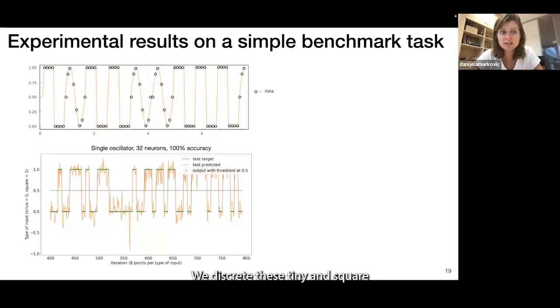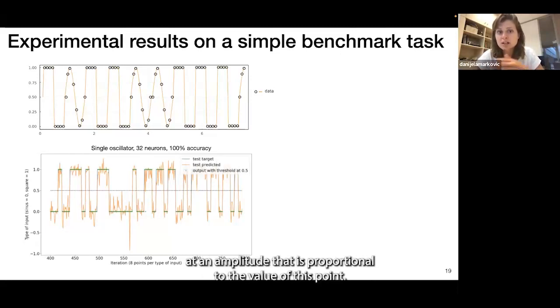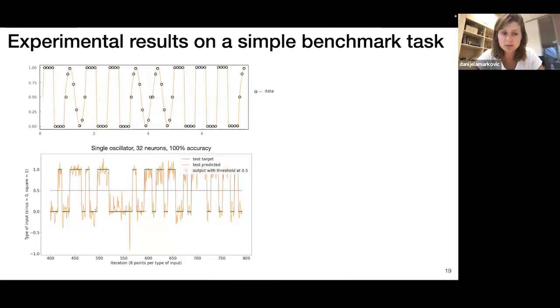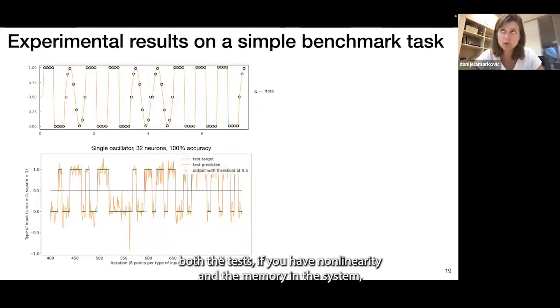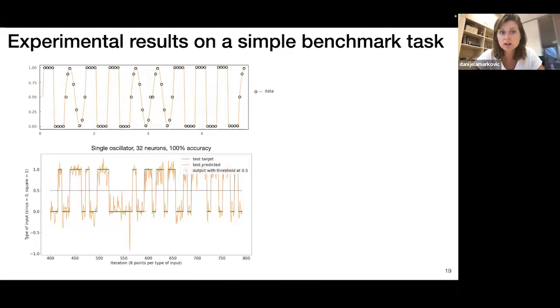So we send points one by one. We discretize these sine and square waves in 8 points per period. And then we send points one by one, which means we send microwaves at an amplitude that is proportional to the value of this point. And at each time, we ask the system to tell us if it belongs to a sine or to a square. So this task is interesting because it tests both nonlinearity and memory in the system. Because you see, in order to distinguish between sine and square, you need to remember if right before you were at 0.8 or you were at 1, right?